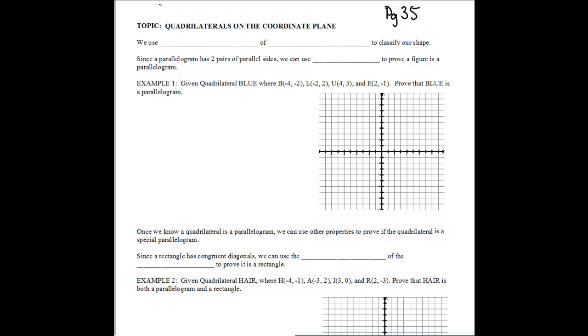It says we use properties of quadrilaterals or parallelograms to classify our shapes. Since a parallelogram has two pairs of parallel sides, we can use slopes to prove a figure is a parallelogram.